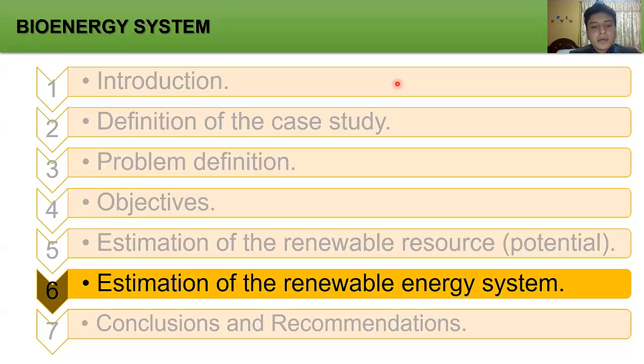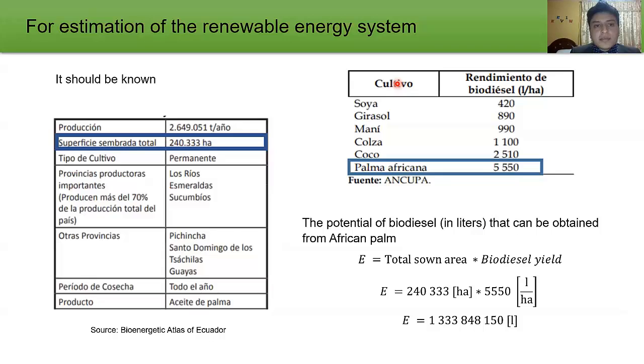I am going to talk about the estimation of renewable energy systems. For the estimation of a renewable energy system, it's necessary to know the potential of biodiesel. The question for this case does not need the total zoned area and the biodiesel yield. It should note the total sowing area of African palm.